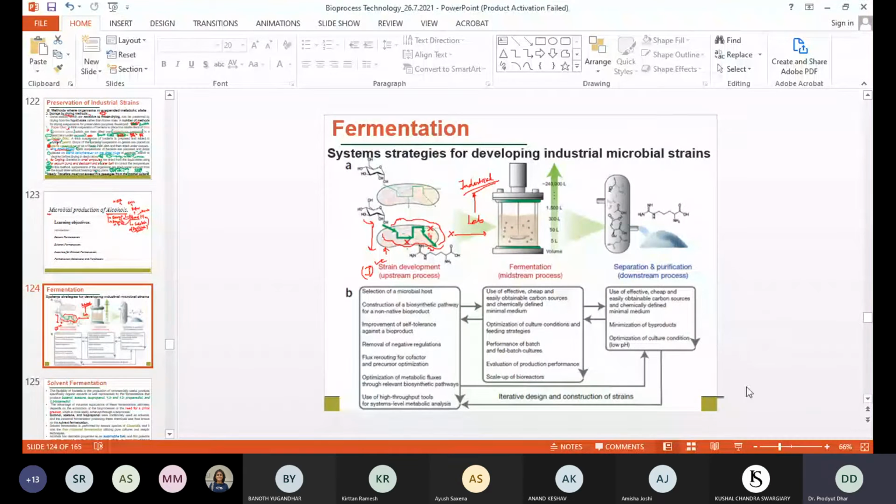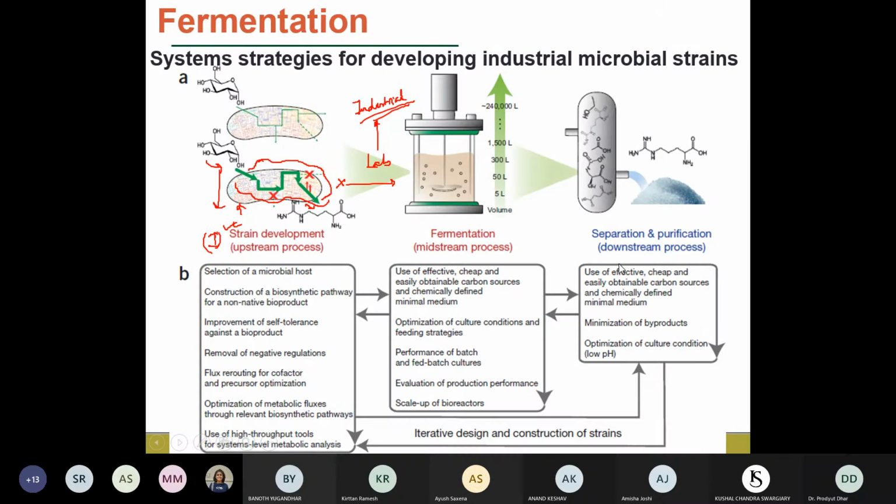Can you see the slides now? Is it visible to everyone? Yes, sir. Yes, sir. Okay.